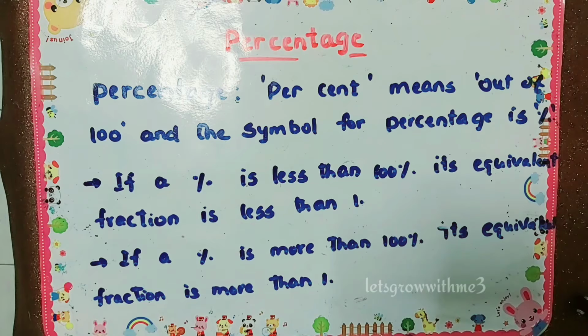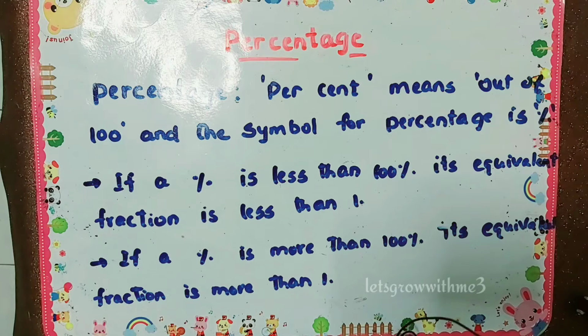Today we are going to discuss percentage. First of all, let's see the definition of percentage. Percentage means percent, so out of 100. We are comparing a value with out of 100. And the symbol for percentage is a slanting line, something like this.